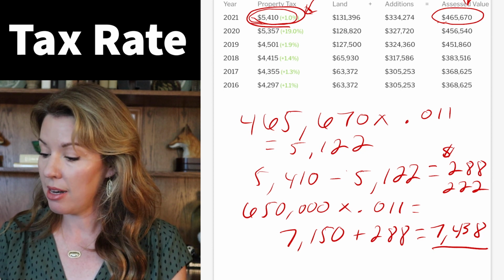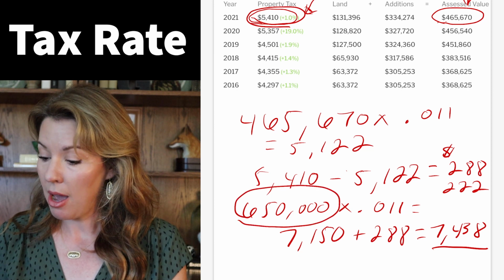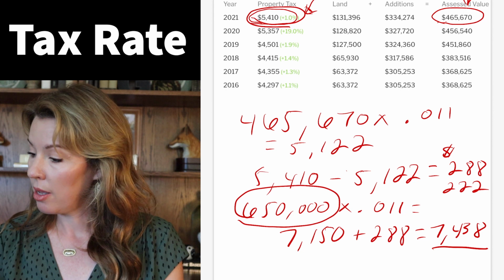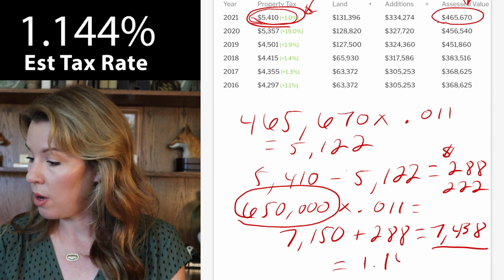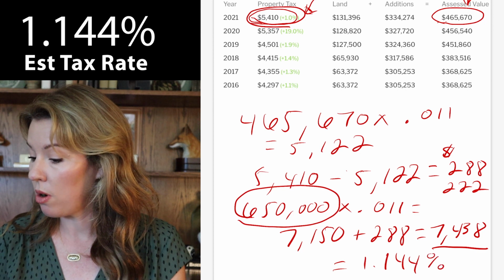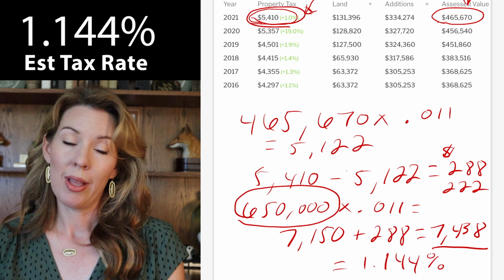So you just divide this $7,438 by the amount that you're going to buy the property for, and this property has a tax rate of 1.144%, and that is rock bottom for Murrieta. That is about as low as it gets.